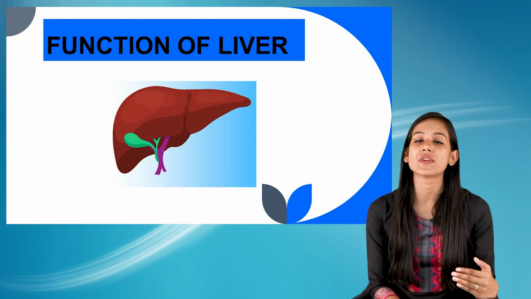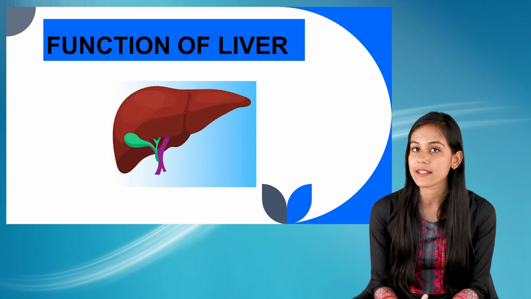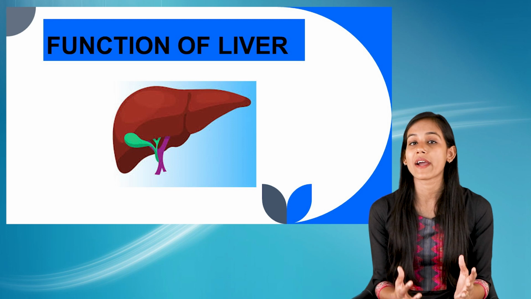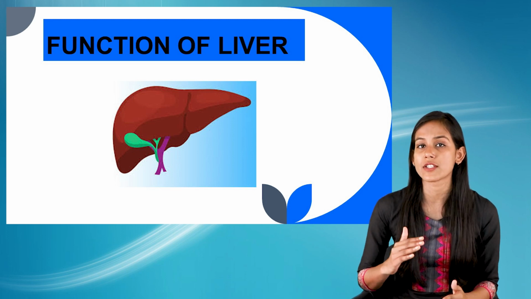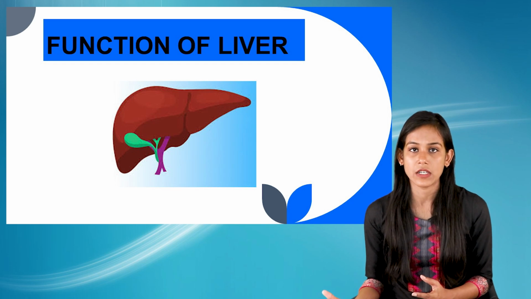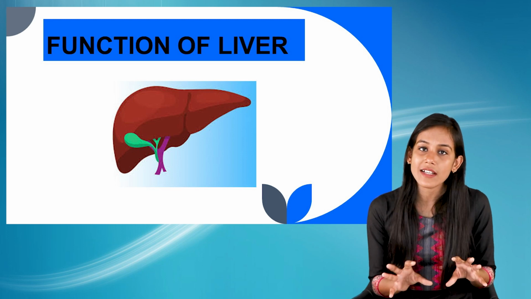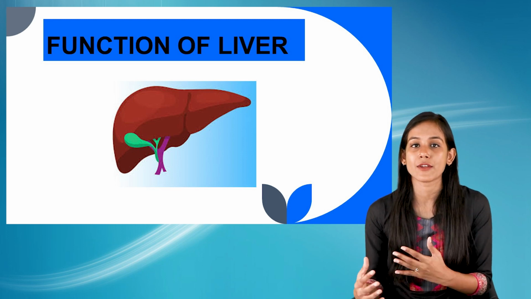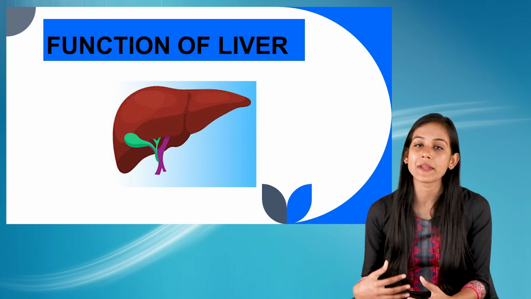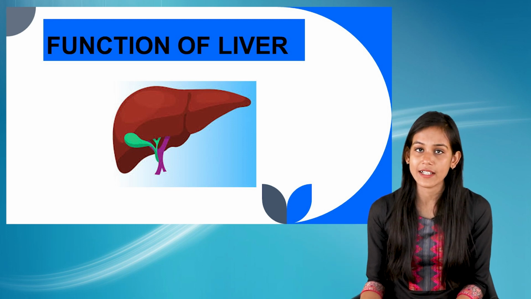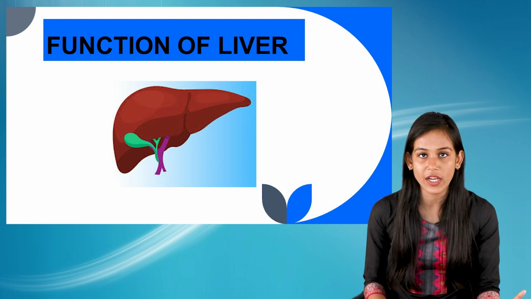It breaks down the ammonia into urea. Now this urea gets excreted in the urine by the kidneys. Ammonia is such a form which cannot be excreted by the kidneys. That's the reason the liver breaks down this ammonia into a form which can be excreted by the kidneys, in the urine.